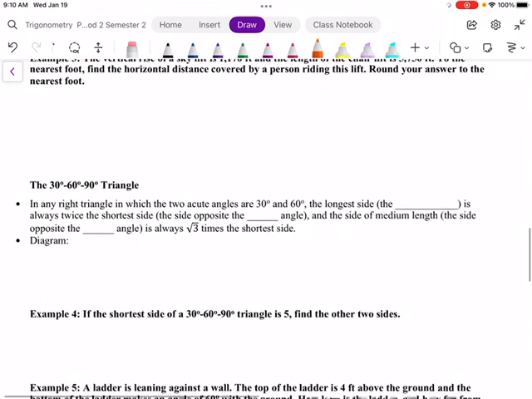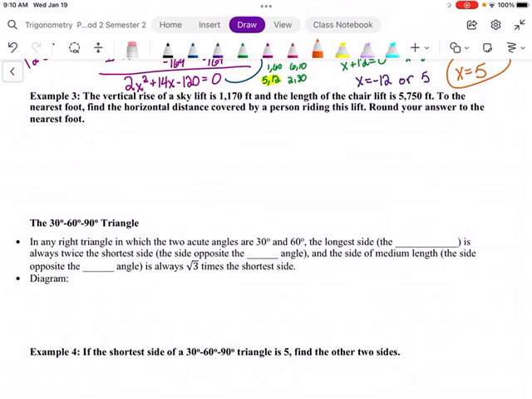Next, we're going to do some with special right triangles. So for this one, the vertical rise of a ski lift is 1,170 feet, and the length of the chairlift is 5,750 feet. To the nearest foot, find the horizontal distance covered by a person riding this lift. Round your answer to the nearest foot.